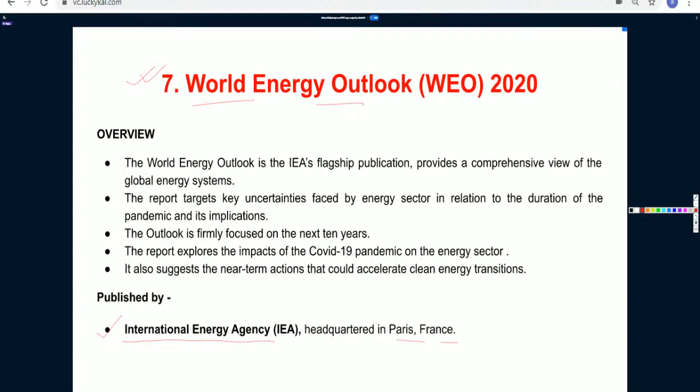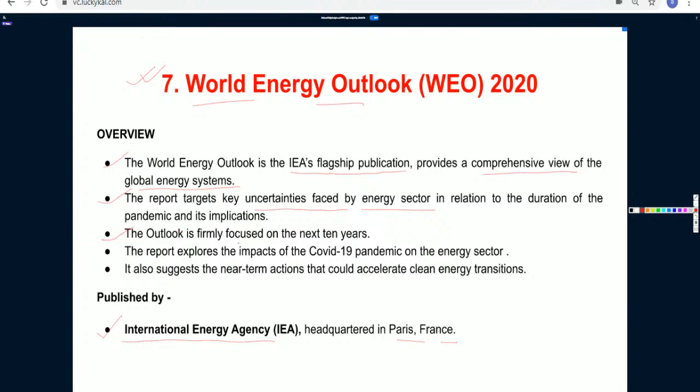Okay, World Energy Outlook, WEO 2020. Let us have an overview of this particular topic. The World Energy Outlook is the International Energy Agency's flagship publication. It provides a comprehensive view of the global energy systems. The report targets key uncertainties faced by the energy sector in relation to the duration of the pandemic and its implications.